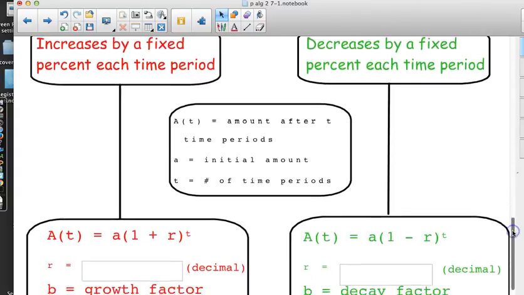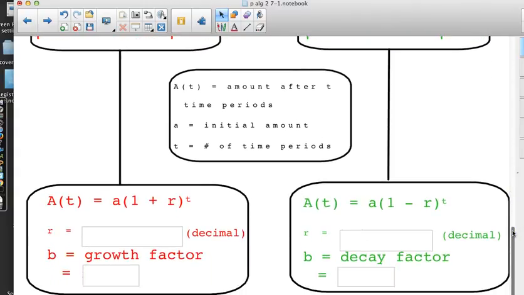All right. This is just a kind of a goofy font here, and I think it makes it a little difficult. A of t equals the amount after t time periods. In most cases, we're talking years, but sometimes when things are compounded quarterly, then it gets a little bit different. Little a is the initial amount. What did you start with? And then t is, of course, the number of time periods. How many times is something like this going to happen?